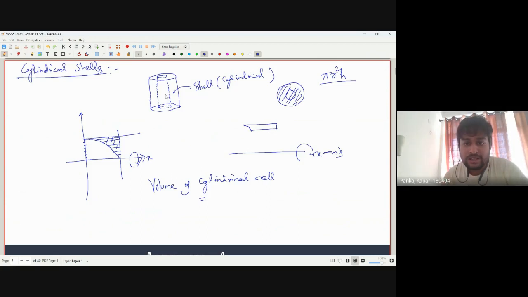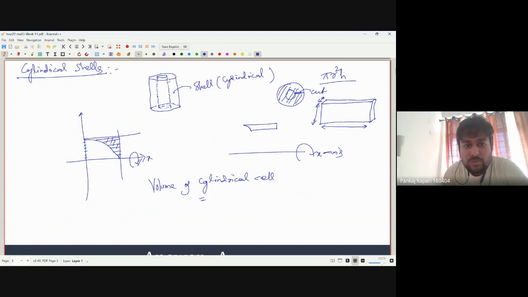To find the volume of the cylindrical cell, we can cut this cell along this arc. So assume that along this arc we are cutting our cell. Then you can imagine that your cell will open up like this, with a small thickness. It will look like a cuboid. To find the volume of the cell, you need to know all these lengths: the length, height, and breadth.